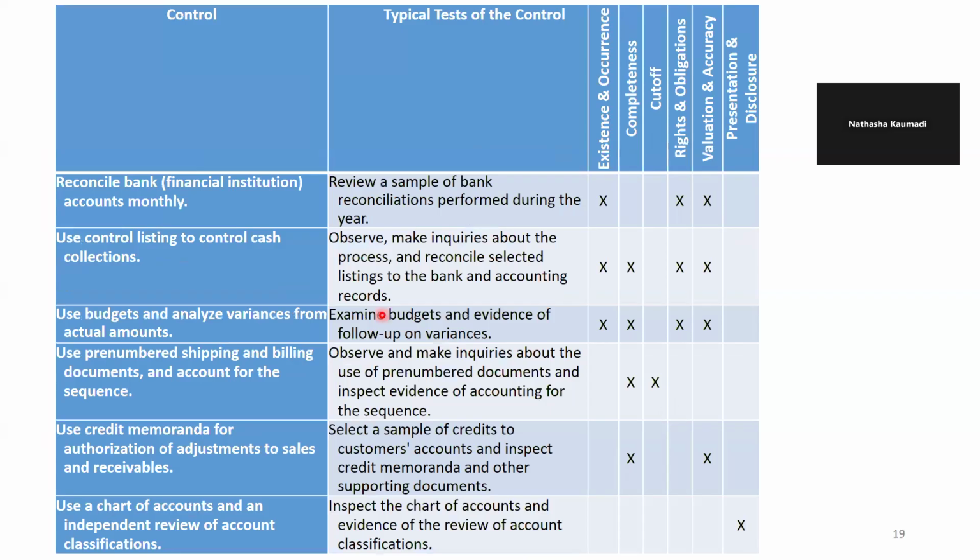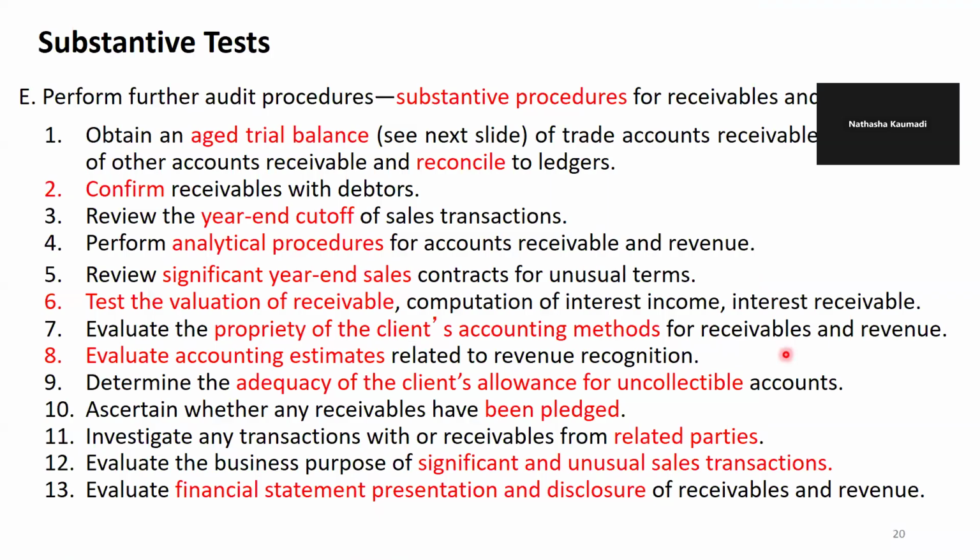Likewise, you have another part. This one also, you can identify what are the controls and what are the test of controls. So likewise, you have these controls, maybe reconciling bank accounts monthly, using control listing for control cash collections, use budgets and analyze variances from actual amounts. Related to those controls, how are you going to really test those controls? Test of controls are also there. So likewise, you can read and understand these controls and test of controls.